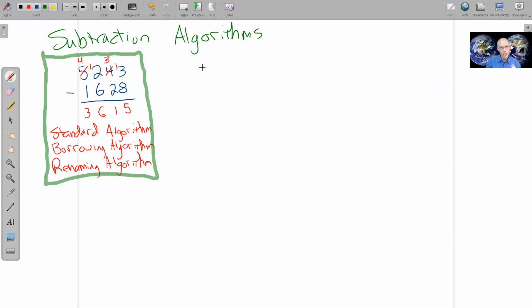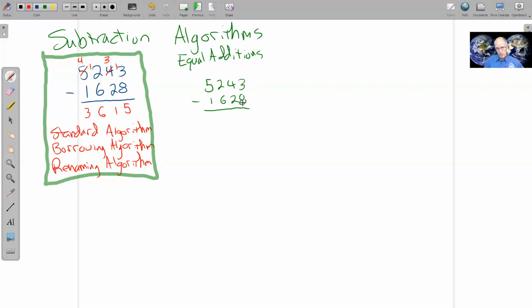So now we're going to try some other ones. My favorite is really the equal additions algorithm. So let's try that together. So I have 5,243 take away 1,628. And it works similar to borrowing, but I don't really borrow.